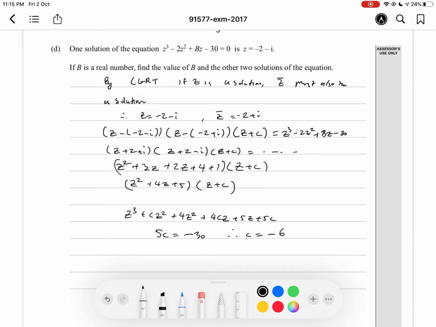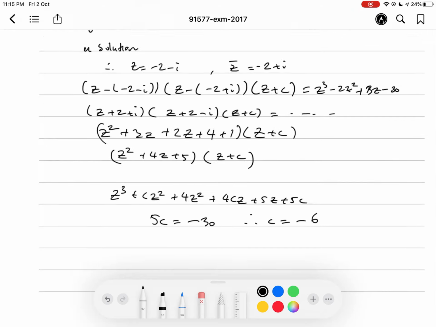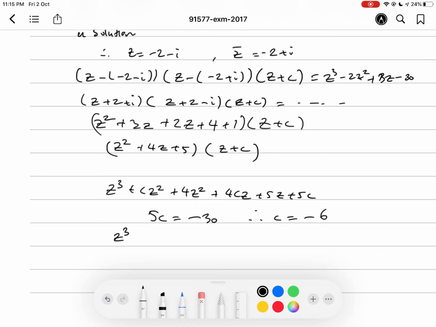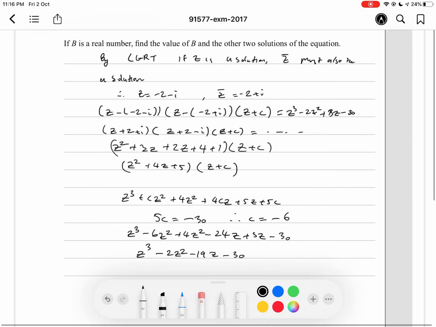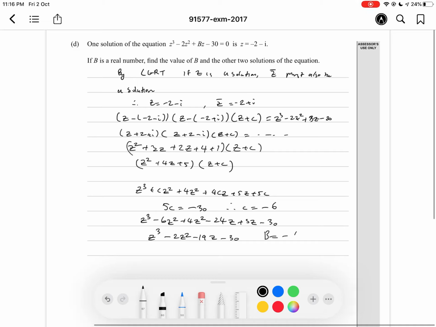Using c equals negative 6, we can substitute it into our cubic and find the value of b. In this case, we'll have z cubed. Since c is negative 6, it becomes negative 6z squared plus 4z squared plus 4cz. 4 times c is negative 24, so that becomes negative 24z plus 5z minus 30. You find that this simplifies to z cubed minus 2z squared minus 19z minus 30. Now we can clearly see that b equals negative 19.